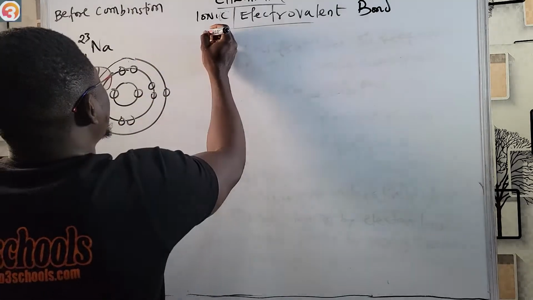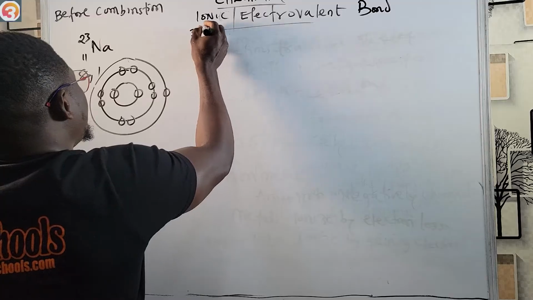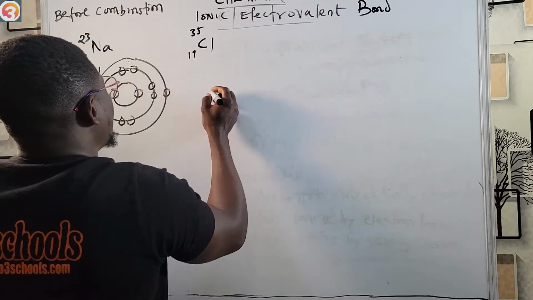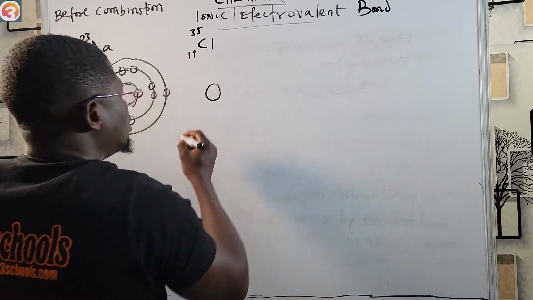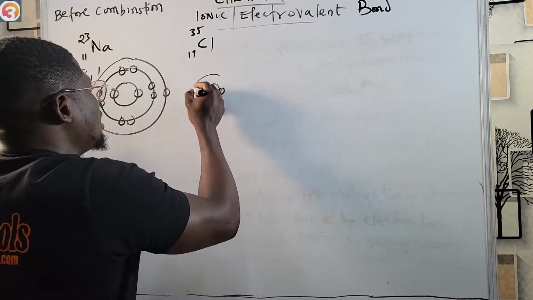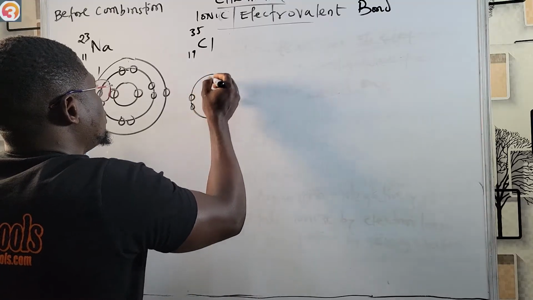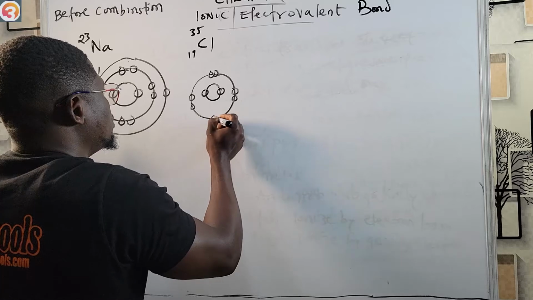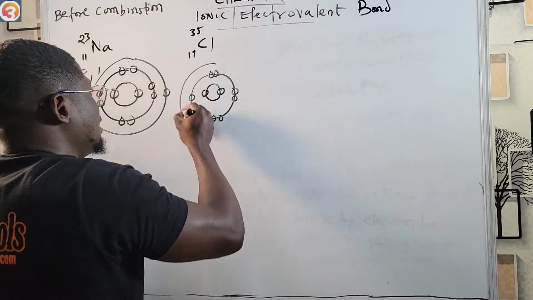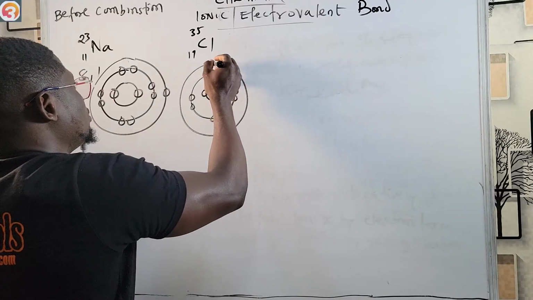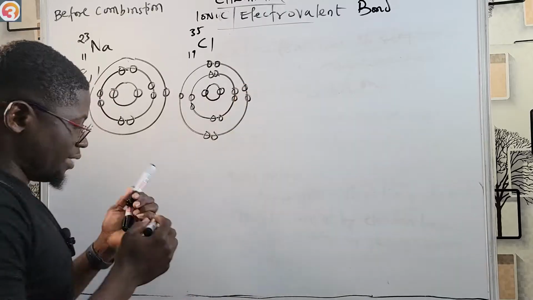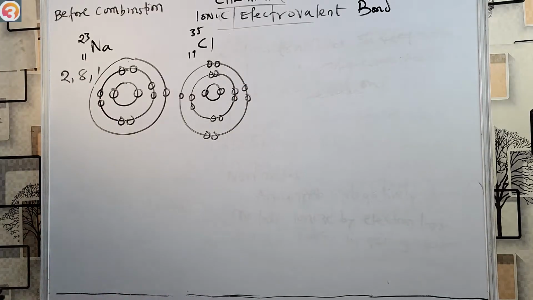Let's see chlorine. This is chlorine, 35, and this is 17. The first shell will carry 2 electrons, right? Then the next shell we have 8 electrons. That is 2 plus 8, 10. Remaining how many electrons? Remaining 7. All right, now let's see this together.